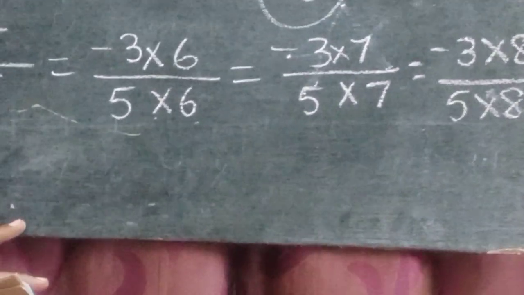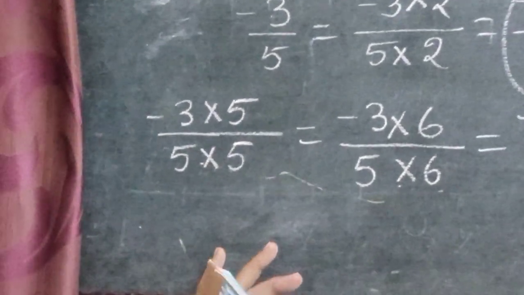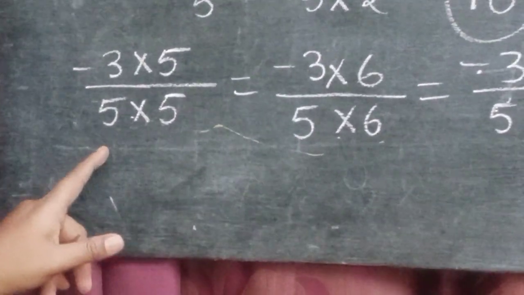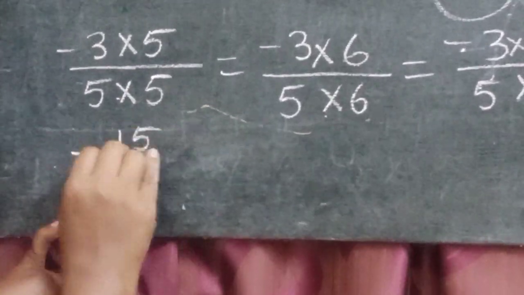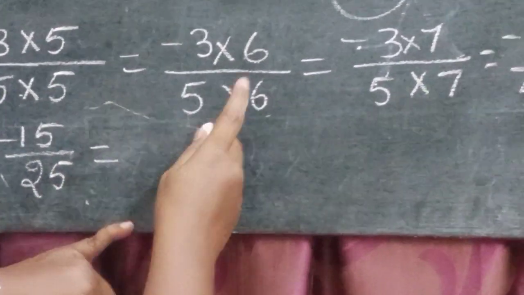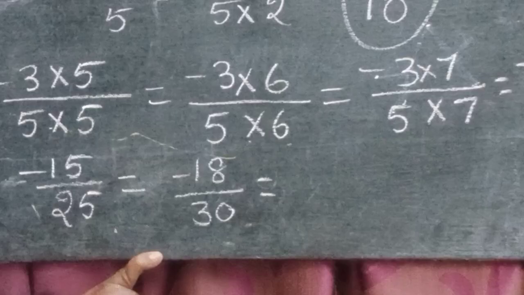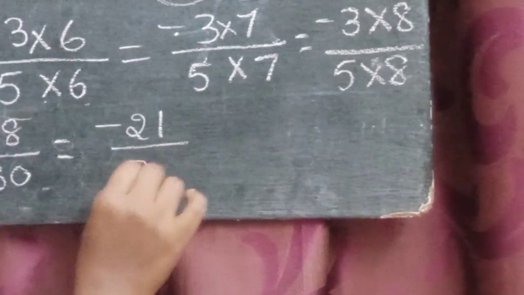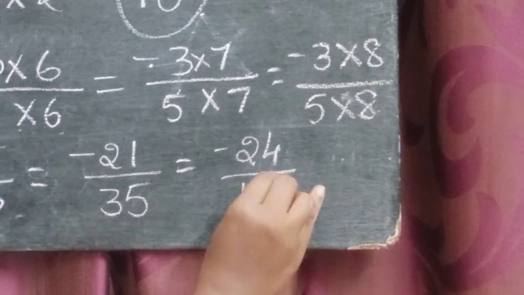You understand? Now you see -3 into 5. Don't see the minus symbol first. First you multiply. 3 5s are 15, 5 5s are 25. So the next number is, now you write down the symbol, -15/25. It is equal to 6 3s are 18, -18/30. That is equal to 7 3s are 21, -21/35. Another one, -24/40.